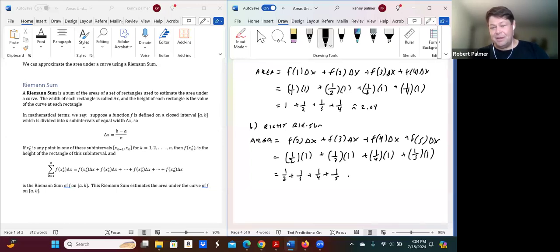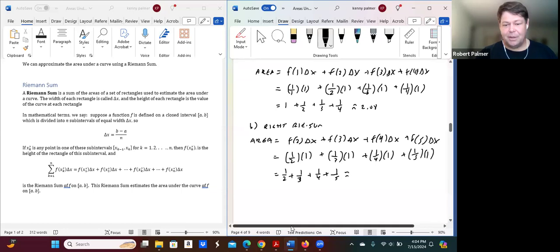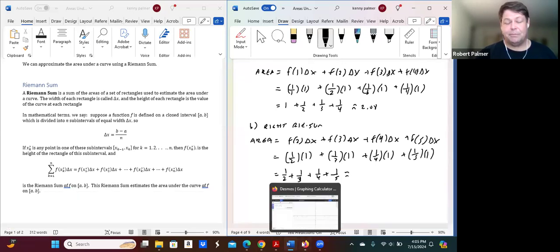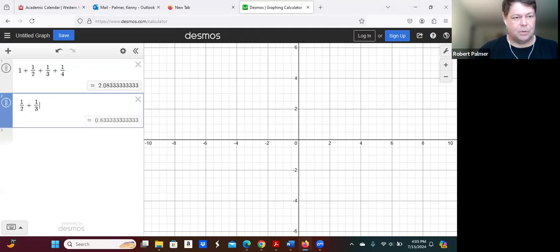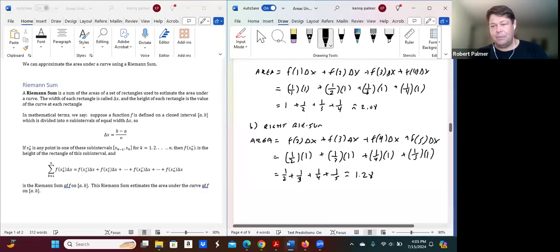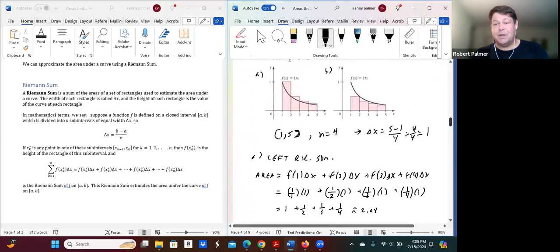Okay, now once again, we can do that exactly, work the fractions, but just use Desmos to add it up. Be easier that way. Besides, we're just merely doing this for comparison's sake anyway. So 1/2 plus 1/3 plus 1/4 plus 1/5. And yeah, that's actually quite a bit different. 1.28. Okay, so 1.28, so quite a bit different. Okay, so as you can see, there's quite a bit of difference there between those two.